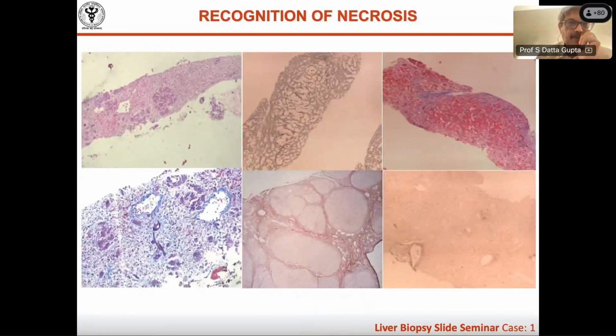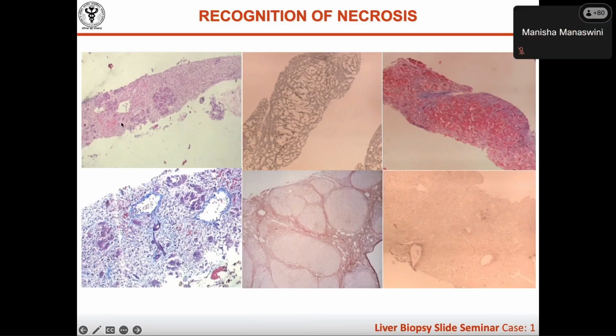We'll proceed. You see, what necrosis is this? Anybody? This area? Any other? Confluent necrosis. What type? These are surviving hepatocytes.